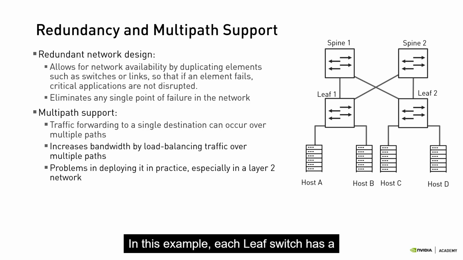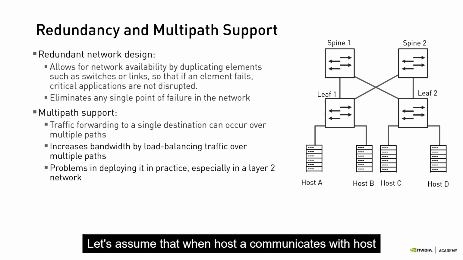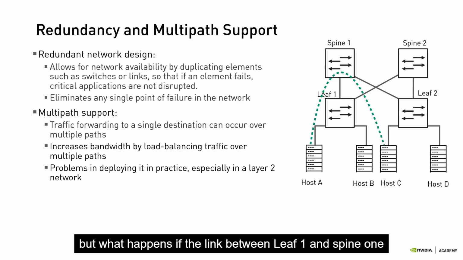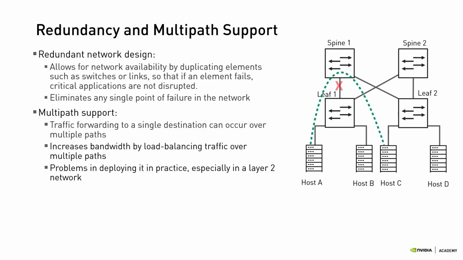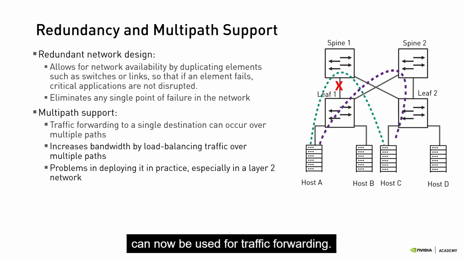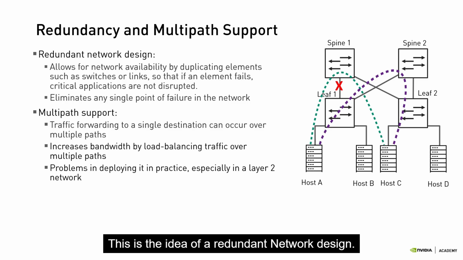In this example, each leaf switch has a link to each of the spine switches, so that there are two available paths for the host to communicate. Let's assume that when host A communicates with host C, the path is via spine 1. But what happens if the link between leaf 1 and spine 1 fails? There is another available path via spine 2 that can now be used for traffic forwarding. This is the idea of a redundant network design. There is an active path and a backup path.